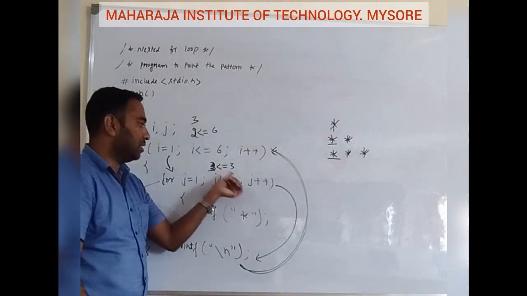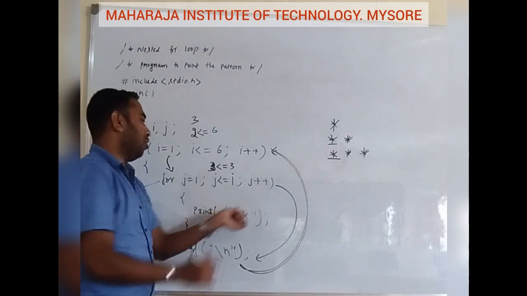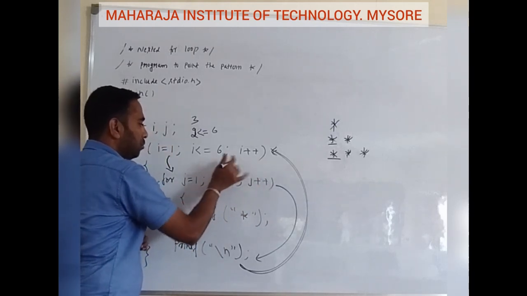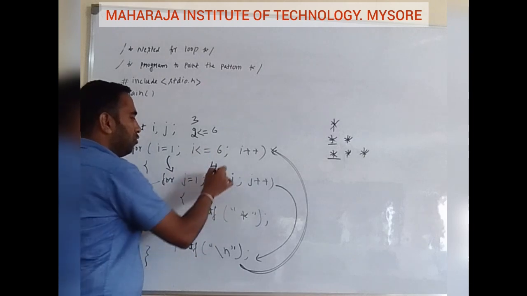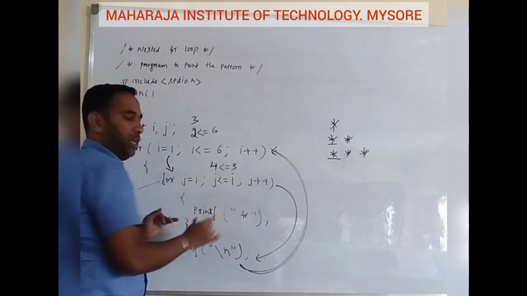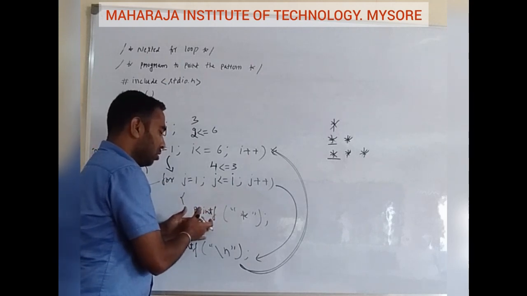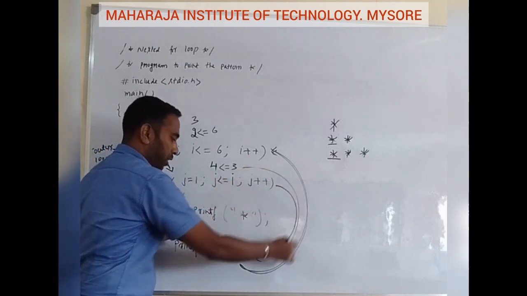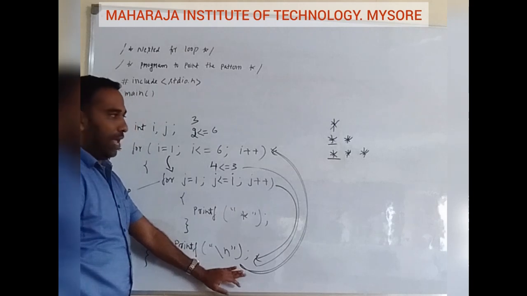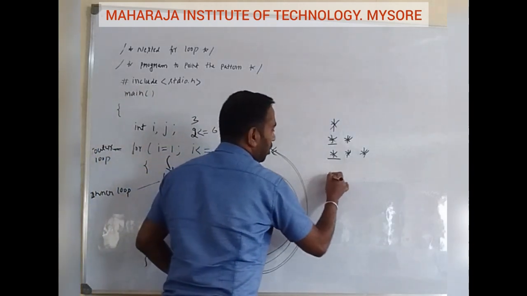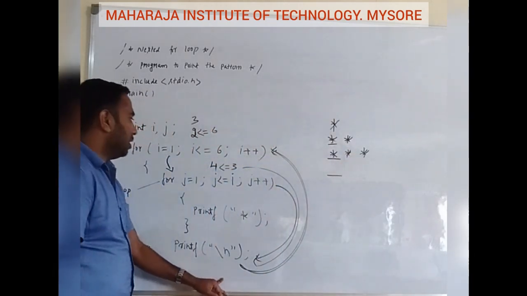Check the condition. It will increment the j. j becomes 4. 4 is not less than or equal to 3. It's a false condition. It does not execute this statement. You come out of the loop and execute this statement, \n, and the cursor comes to the next line.